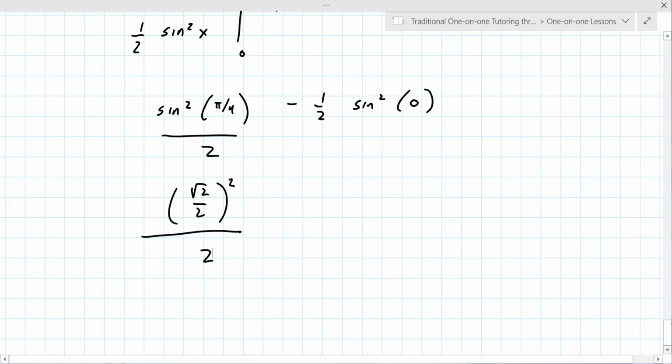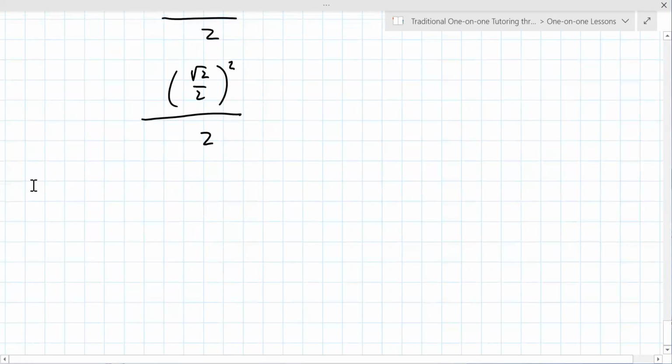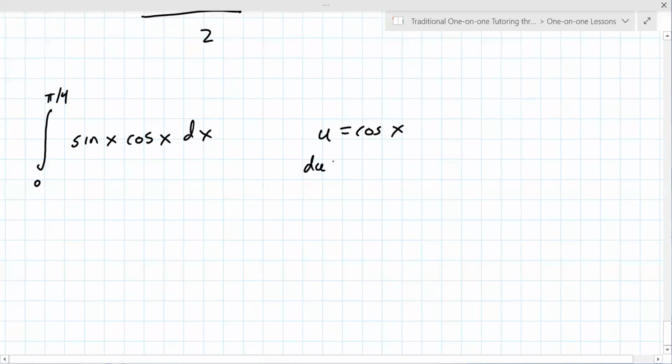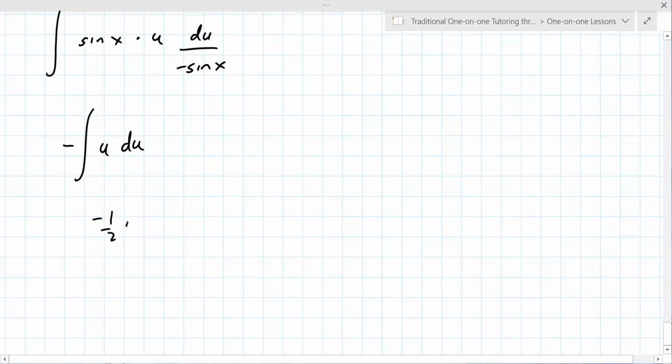Okay, so let's go back and do this problem now with the other substitution, and just follow along here, because I don't want to take a lot. I want to get another couple examples like this. So let's say u is cosine x this time. Du is minus sine x dx. So it becomes the integral of sine x times u, and then du over minus sine x. So then you get the integral of negative u du. And then you get negative 1/2 u squared plus c. So it's negative 1/2 cosine squared x, evaluated from 0 to pi over 4.